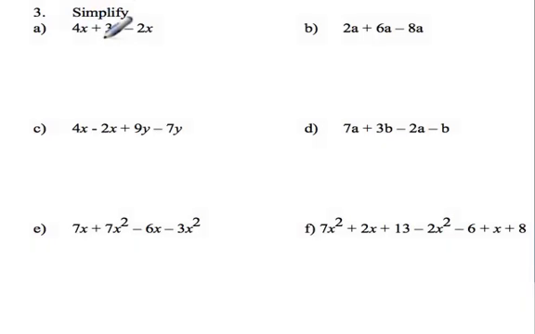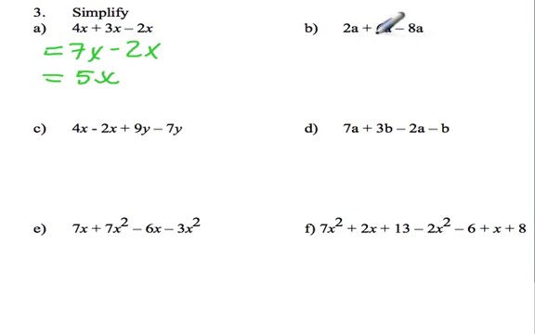Simplify. Question A. Simplifying means collecting like terms if possible. And here we have three like terms. All of them have the variable x to the same exponent. 4x plus 3x is 7x. And 7x minus 2x equals 5x.